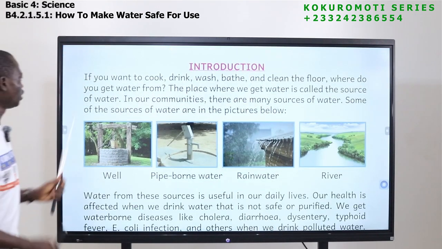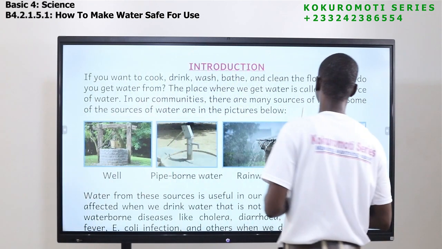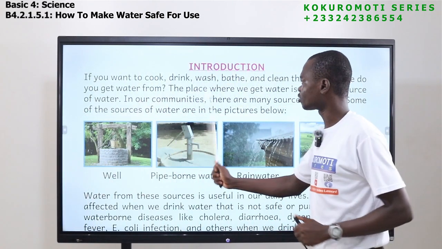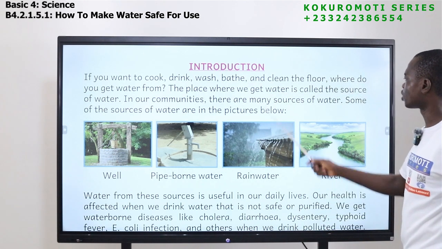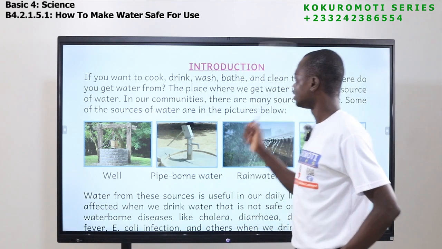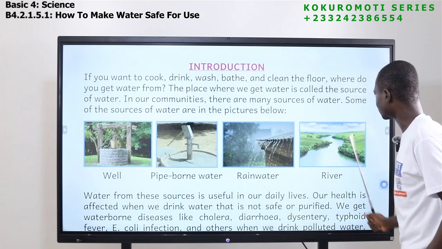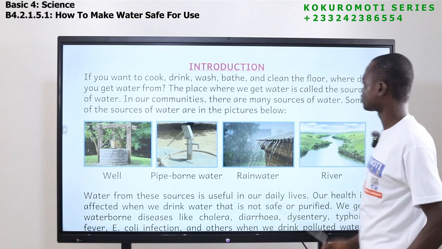Now, if you want to cook, drink, wash, bath, and clean the floor, where do you get water from? The place where we get water from is called the source of water. In our community, there are many sources of water. Some of the sources of water are in the pictures below.